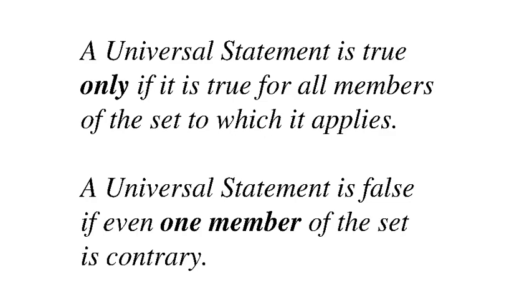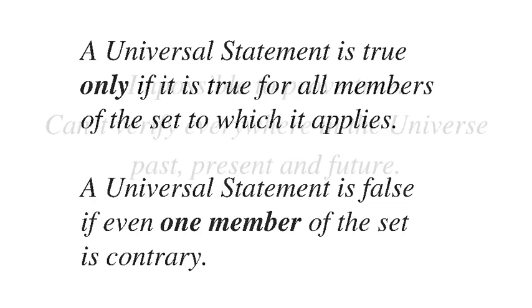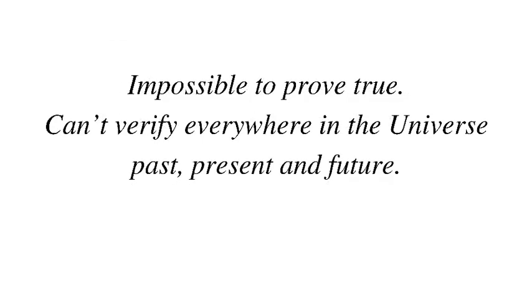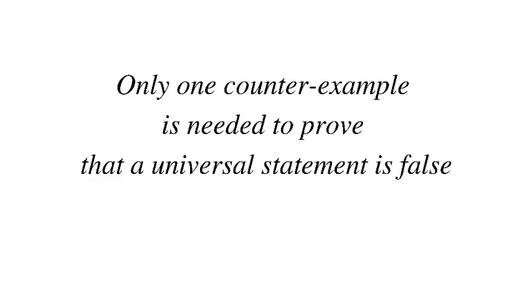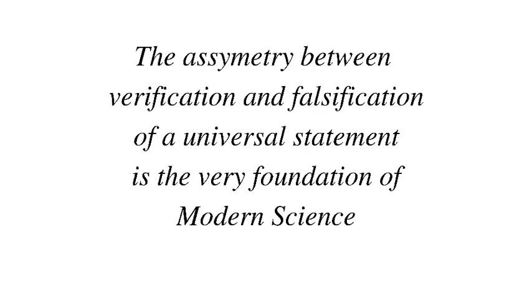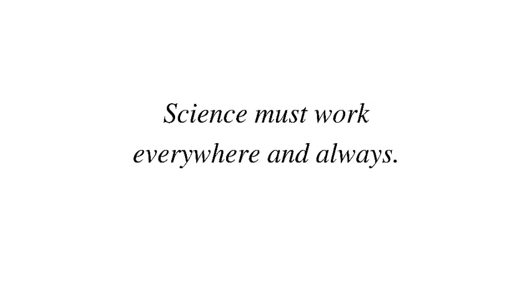If the set of applicability is large, like everywhere and always, it is impossible to prove that the universal statement is true because we can't verify it everywhere in the universe, past, present, and future. However, we only need to show one counterexample to prove that the universal statement is false. So this asymmetry between verification and falsification is the very foundation of modern science. Essentially, we demand that science works everywhere and always, and if it fails, we reject it. And that simple prescription is why modern science has been so successful.